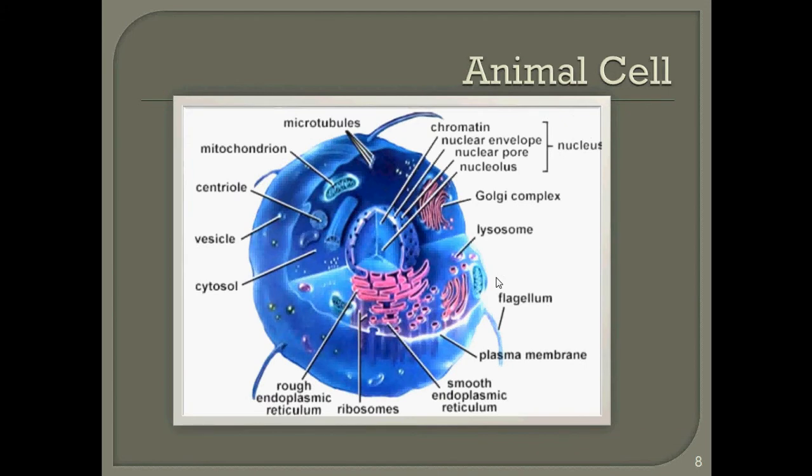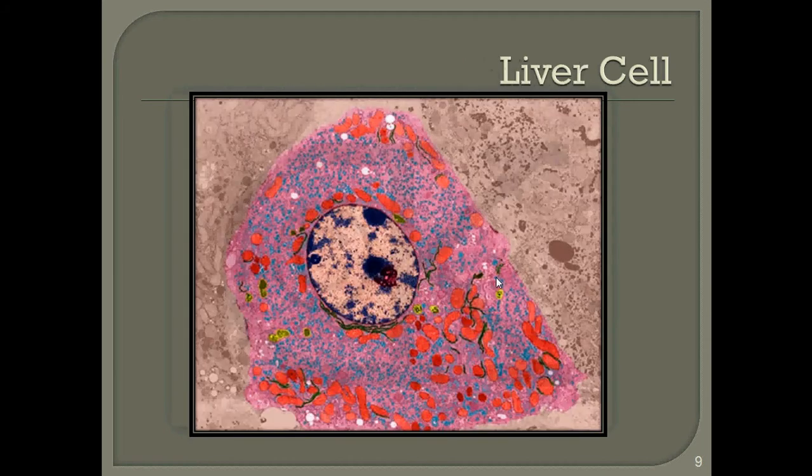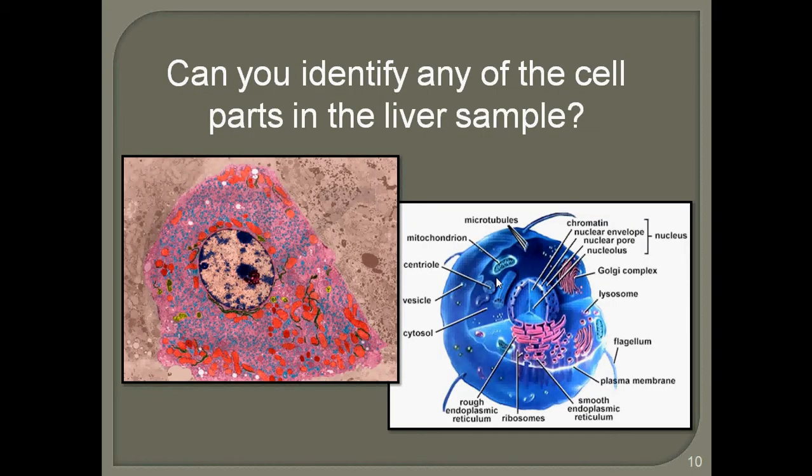Looking at this animal cell, hopefully you'd be able to identify every part of the organelles here. If you look at the actual liver cell right here, you should be able to identify all those various organelles, and that's what I'm going to expect you to be able to do when we study the different cells we'll look at.